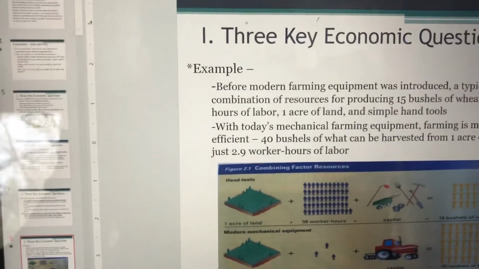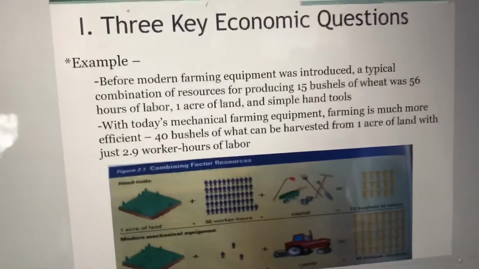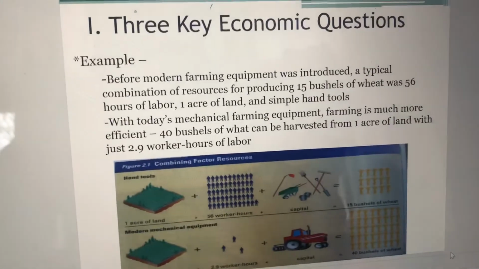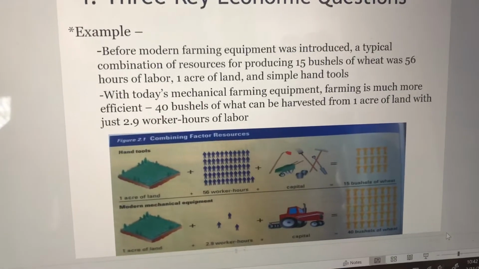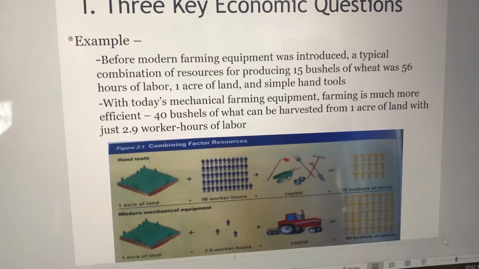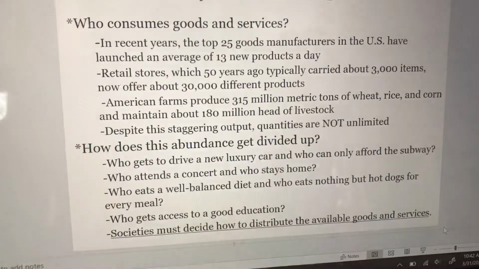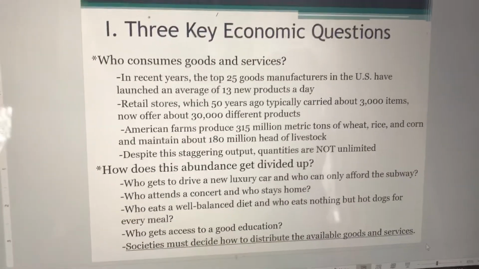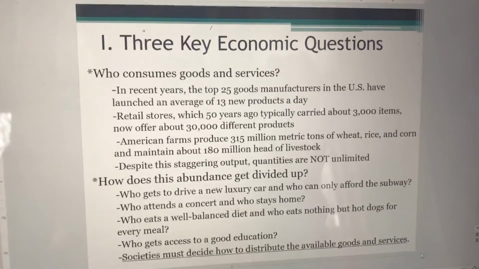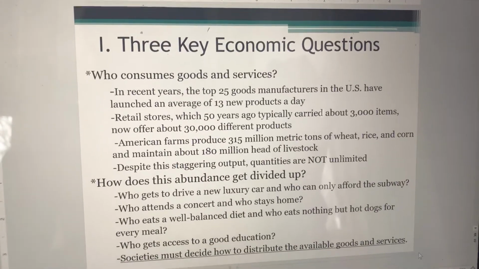So again, how you farm your land absolutely depends on how you can combine those factor resources. So that's just one simple example of that. Okay, so the third question: who consumes the goods and services?